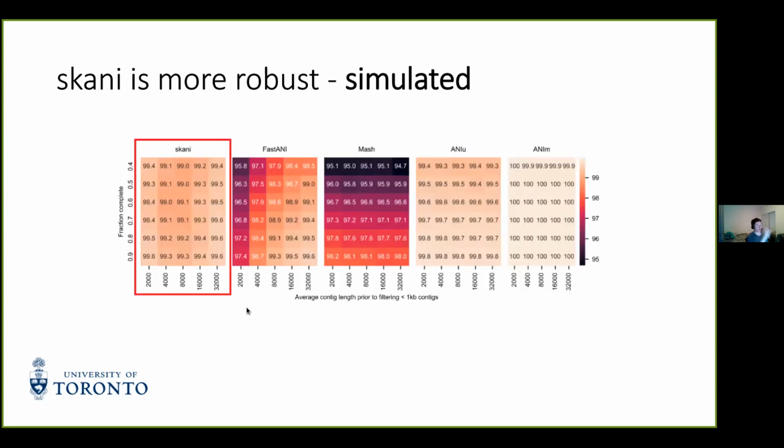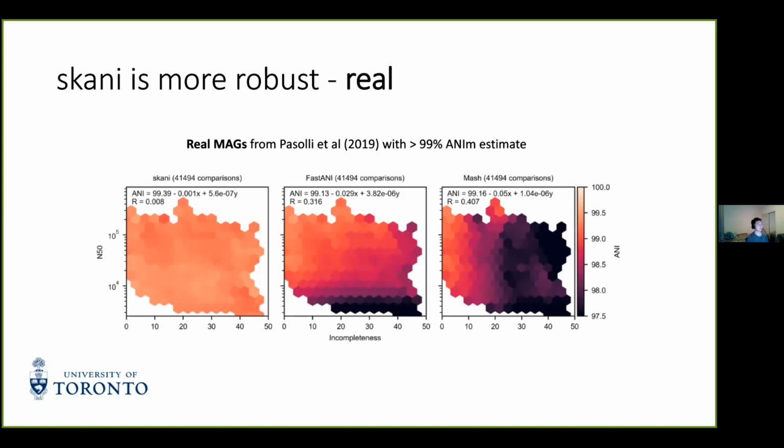So skani is more robust than the other methods, due to our local mapping procedure. You can see here that it deals with the fragmentation and incompleteness much better on this synthetic data set, but on real data sets, it seems to deal better with it as well. So what we did was we took real MAGs from this study from Pasolli et al., and we took a bunch of MAGs with greater than 99% ANIm estimate. ANIm is a robust, slower method, but we took all these MAGs that seem to be having true 99% ANI, and then we calculated the estimated ANIs for each method.